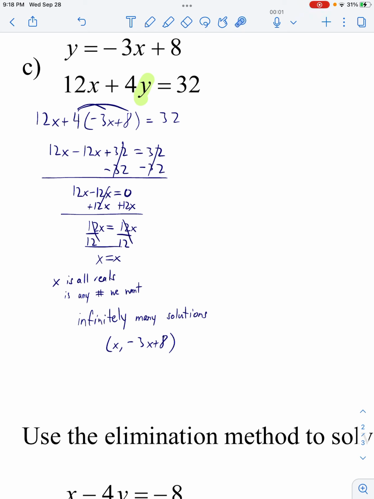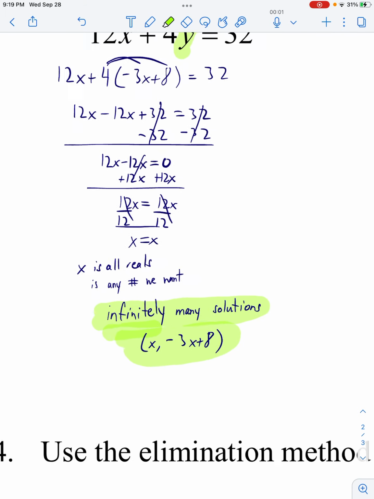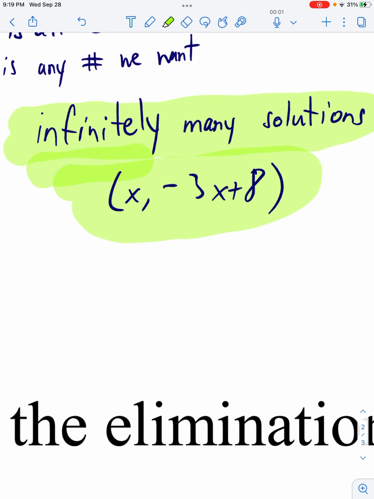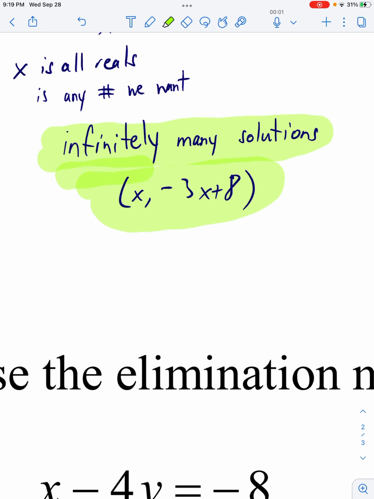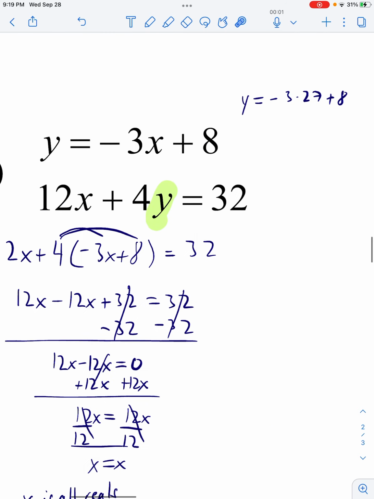So what I did here was I just put an x in the x spot in my ordered pair, and then I took this expression for y up here, and I moved it down here, okay? Like in college algebra, we wrote it like that. I'm not sure if that's what Mrs. Hollis wants. Mr. Miller might know, but I'll ask Mrs. Hollis, okay? So these are both our solutions right here. Infinitely many solutions, or these are both our answers, all the ordered pairs such that x is just whatever we want, and then y equals negative 3x plus 8, okay?